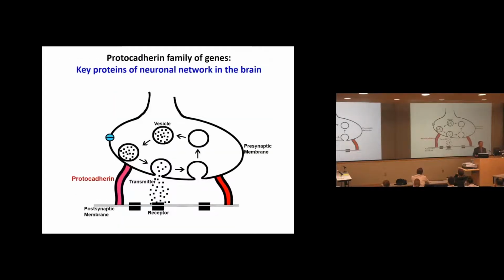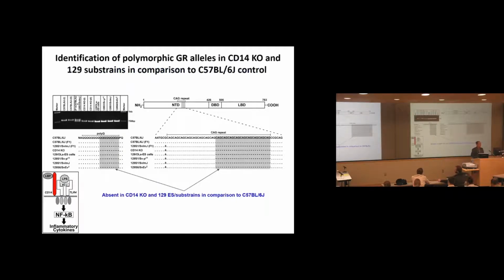I'm not an expert in neuroscience, but I can say that the protocadherin family is a key protein of the neuronal network in the brain. Some people say it decides the blueprint of the brain. And those protocadherin family genes were in between CD14 and glucocorticoid receptor. If the glucocorticoid receptor was co-segregating with CD14, then there's a good chance that protocadherin will co-segregate all together. So now we dissected further to confirm whether they are segregating together.